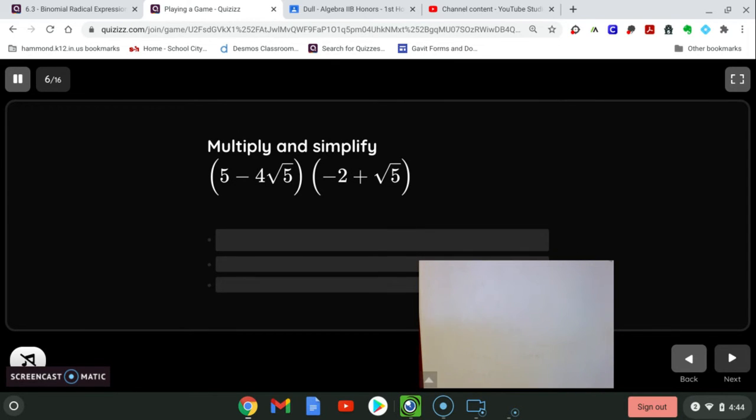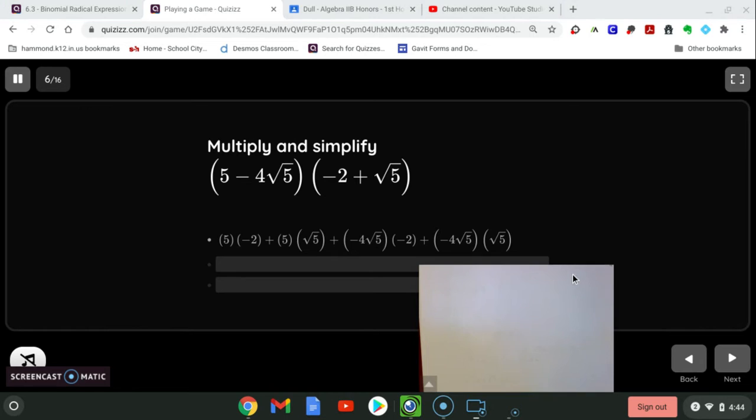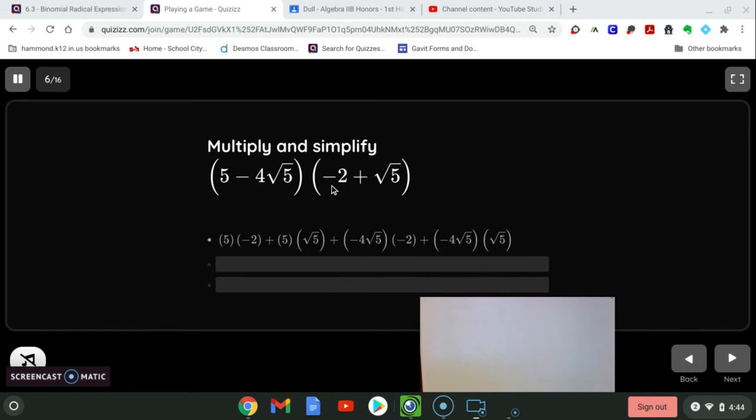So let's look at an example where we can combine. 5 minus 4 square root 5 times negative 2 plus square root 5. So here's our distribution. 5 times negative 2, 5 times square root 5. And then we come back with negative 4 root 5 times negative 2, and negative 4 root 5 times root 5.